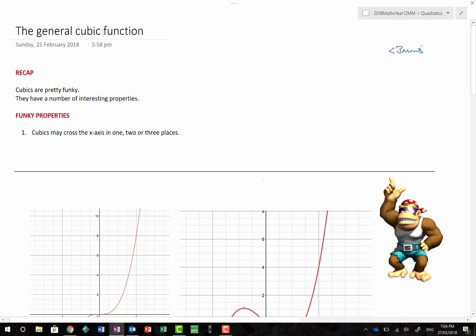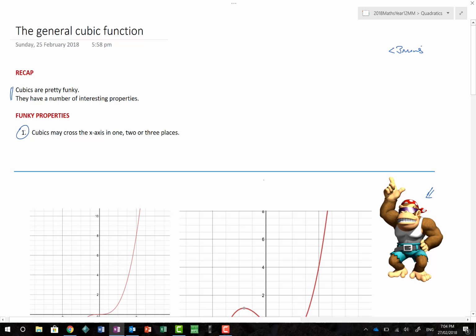All right, so recap. Well, we've met cubics before. They are actually pretty funky. And there is my funky monkey. They have a number of interesting properties, and this video literally is about listing those properties. Nothing more, nothing less. There's not too much else we can do about them other than sketch them, transform them, and read off about them.